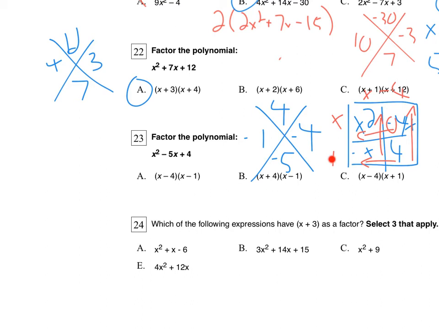Then we go here, 1 times x is x. We have that negative there again, and we need to pull that negative out. So when you have a negative on these boxes here that are on the outer edge, as we work this way or we work up, we need to pull those negatives with us. So we get x minus 1 and x minus 4, which is A.